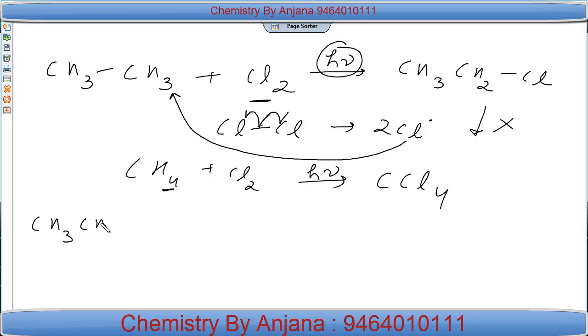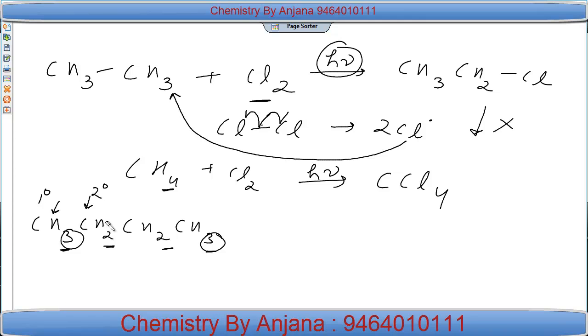Butane, CH3, CH2, CH2, CH3. This is something interesting to discuss, that here we have lots of hydrogens to get substituted by Cl. Which one should be preferred? These three and these three hydrogens are exactly similar, so equal probability of substitution. But these two and these two hydrogens are different from these hydrogens. What is the difference? First of all, this hydrogen is attached to secondary carbon and this hydrogen is attached to primary carbon. So all in all, we have two types of hydrogen.